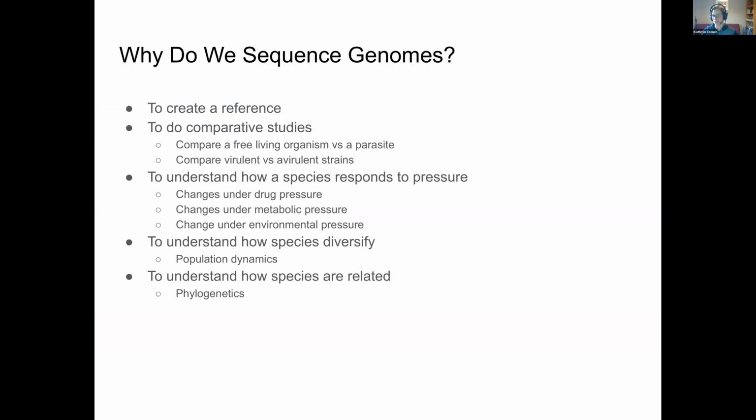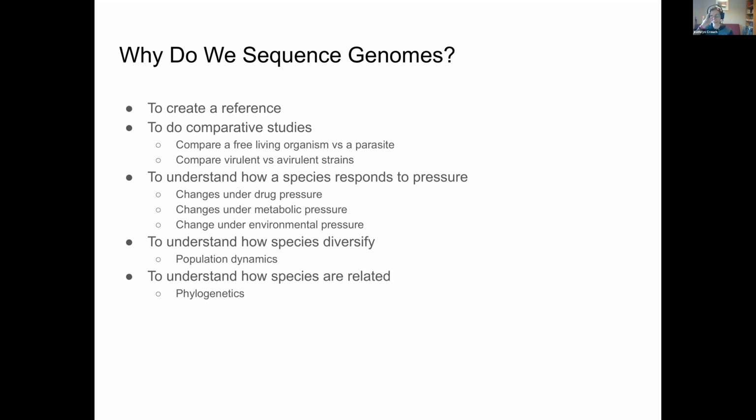But often the questions are a bit more specific than that. So comparative studies: why is one organism free living whereas a closely related organism is a parasite? Why is this strain virulent and that strain less virulent? Or what happens when you put a species under drug pressure or metabolic pressure? So for example, if you have a strain that is resistant to a drug, how and where is it different from a strain that is sensitive to the same drug?